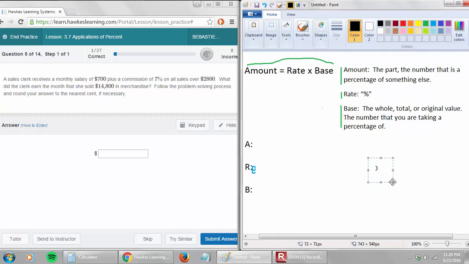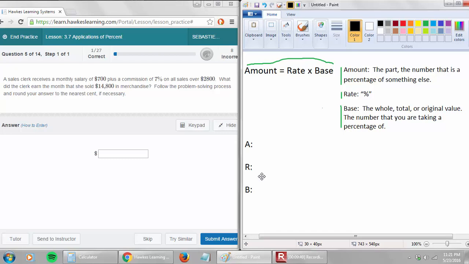Alright, a sales clerk, so similar to the previous one, receives a monthly salary of $700 plus a commission of 7% on all sales over $2,800. What did the clerk earn in a month that she sold $14,800 in merchandise? And again, follow the problem-solving process and round to the nearest cent. We didn't have to worry about rounding in the last one, and we probably won't for this one, but some of them it will make a difference, so do pay attention.